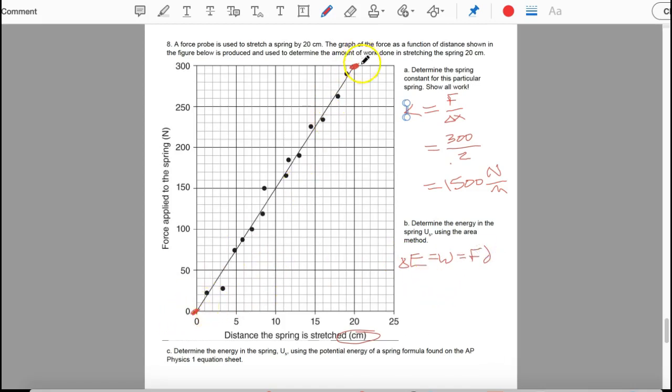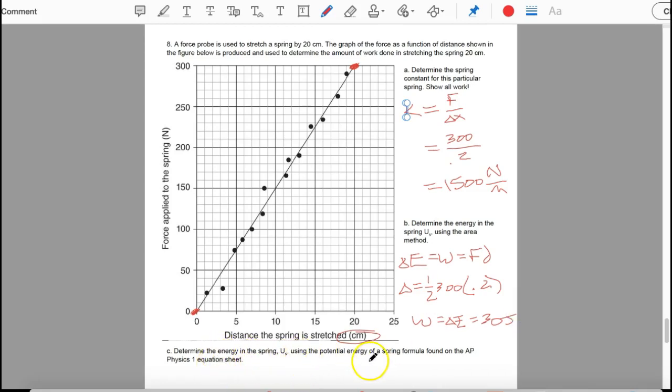And because our area here is a triangle, we know that the energy, or the change in energy, is equal to 1/2 of the force, which is 300, times the distance as the spring is stretched, which is 0.2 meters. So you have to remember that 0.2. So that would be 150 times 0.2, and we get 30. So the work, or the change in energy here, is equal to 30 joules.